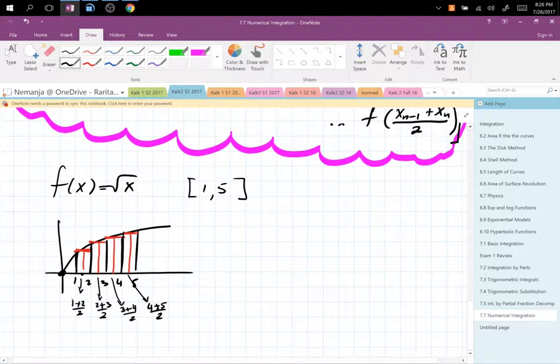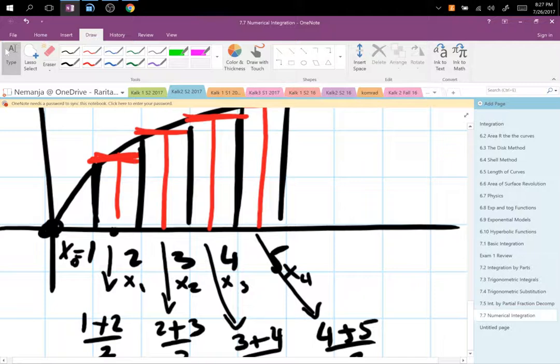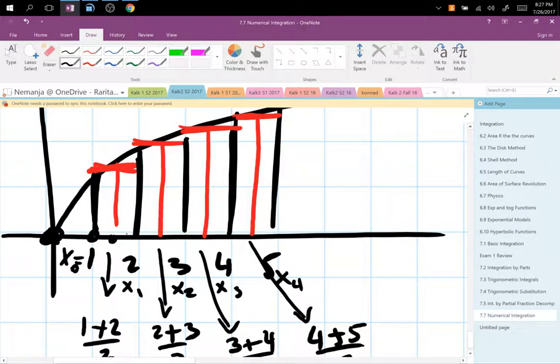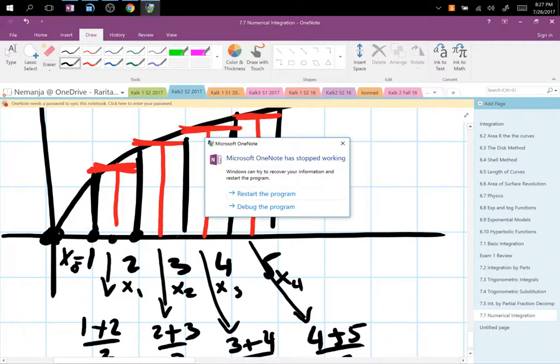So the values over here are x0, x1, x2, x3, and x4. Can I squeeze that in here somehow? So this is your x0, x1, and then x2, x3, and x4. It's extremely small. The original values on the x-axis, yeah.